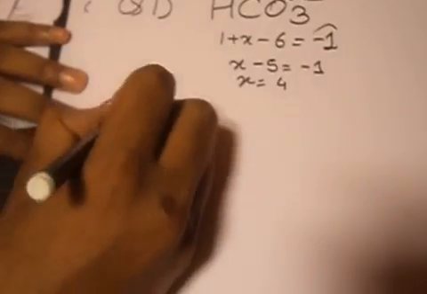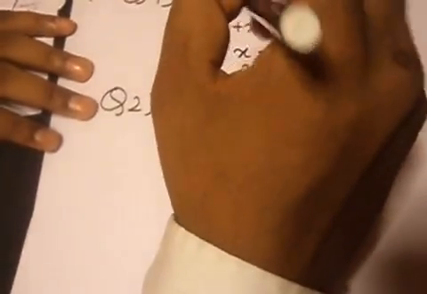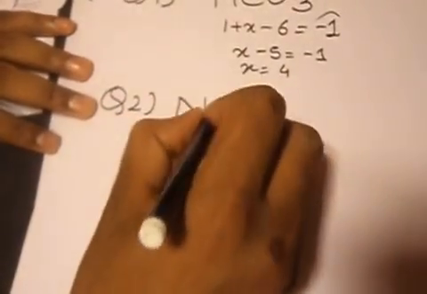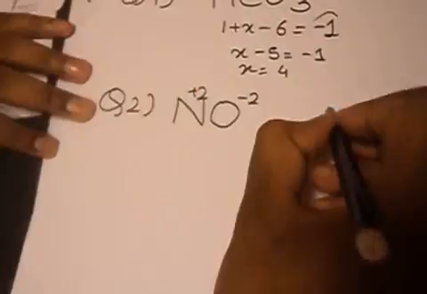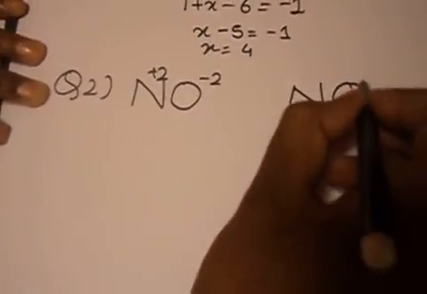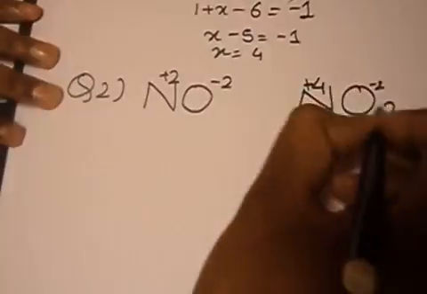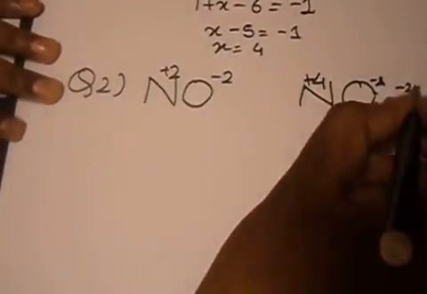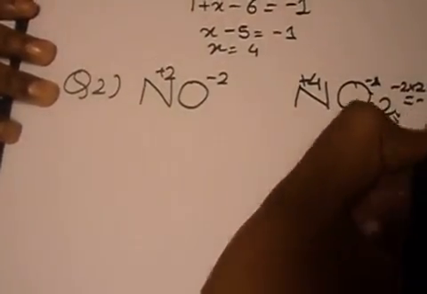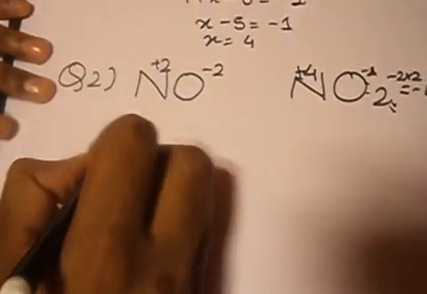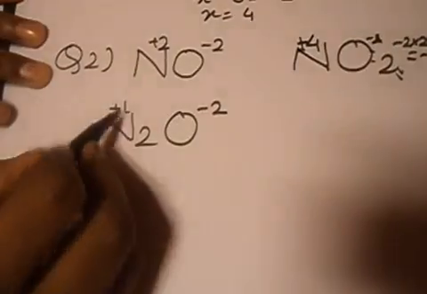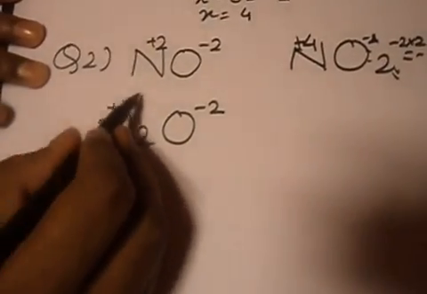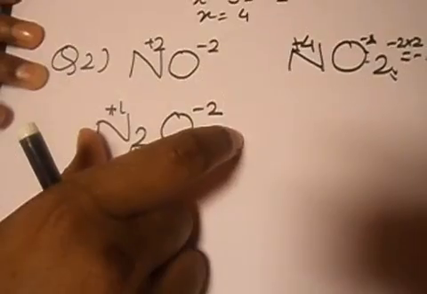Question number 2. In which of the following does nitrogen have the lowest oxidation number? In NO, nitrogen exists in +2. In NO2, nitrogen exists in +4 because of 2 oxygen. In N2O, oxygen exists in -2. Now nitrogen would exist in +1 because of 2 nitrogen. Both would combine to yield +2, and +2 and -2 will make the complete molecule neutral.